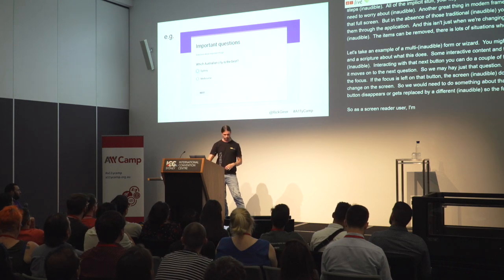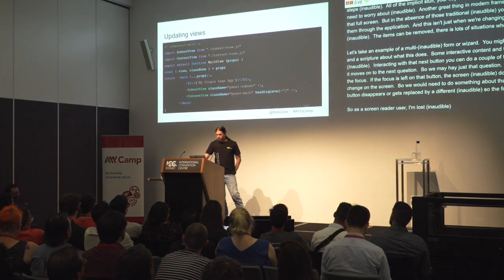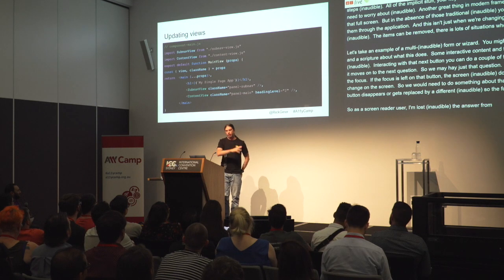So you can change the answer from the best Australian city being, not Sydney, but Melbourne, obviously. And a little bit of what that might look like in code.